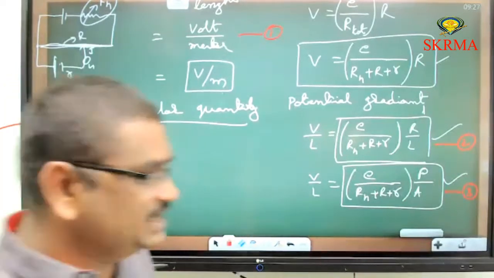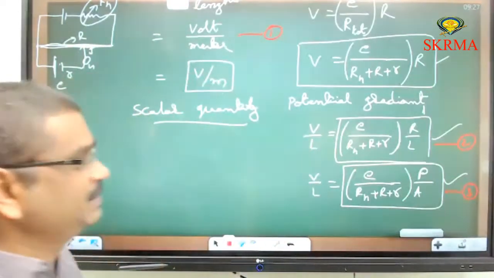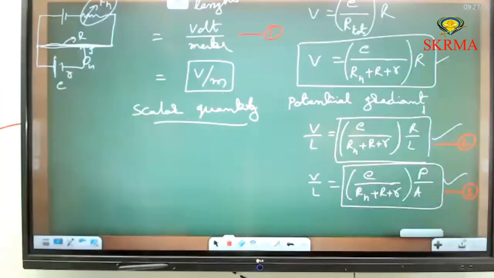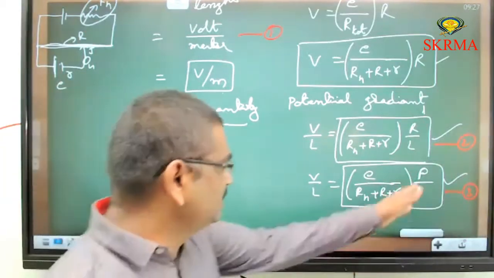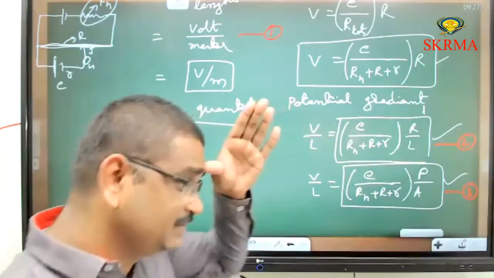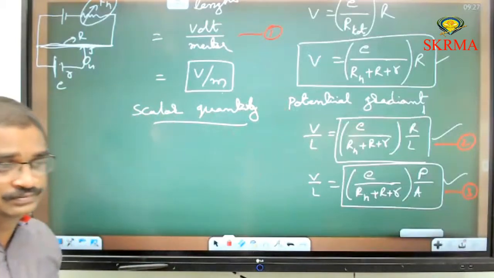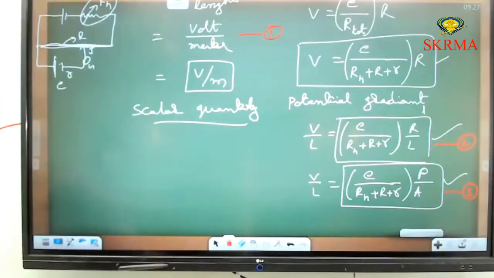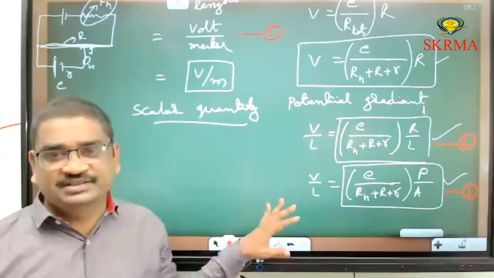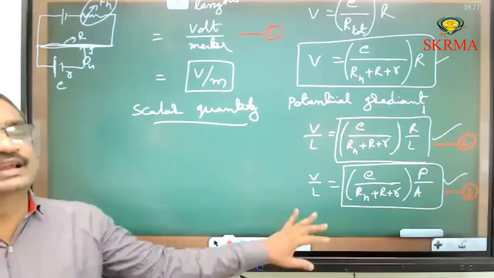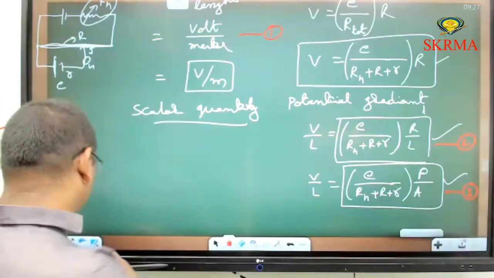Now, from these equations, can you specify the dependency of potential gradient on different quantities? Potential gradient depends on resistivity. Can I conclude like that? No. So these are the equations. From these equations, we need to finalize the theoretical concepts. Okay. Can I go through the next one?